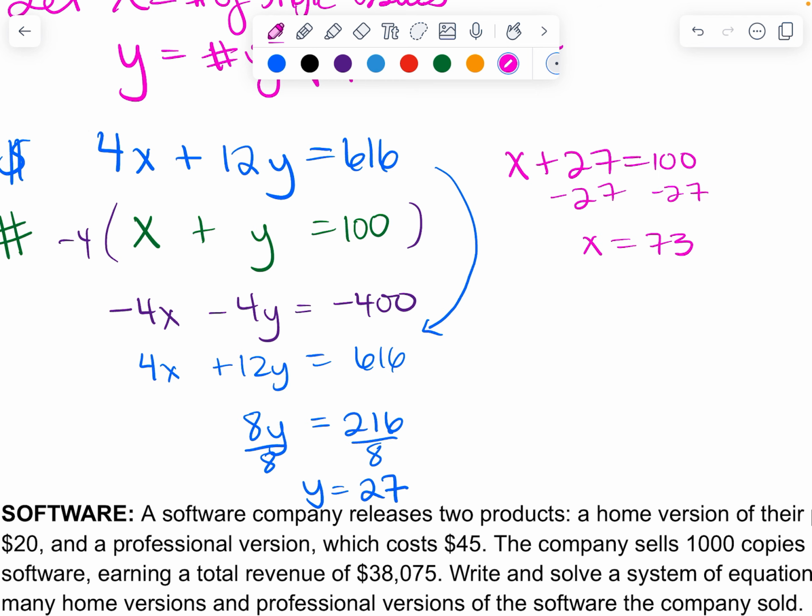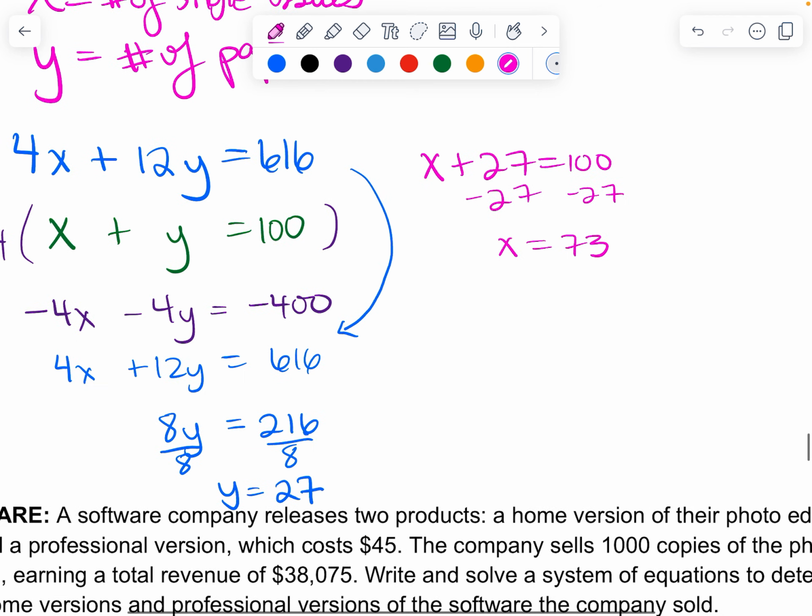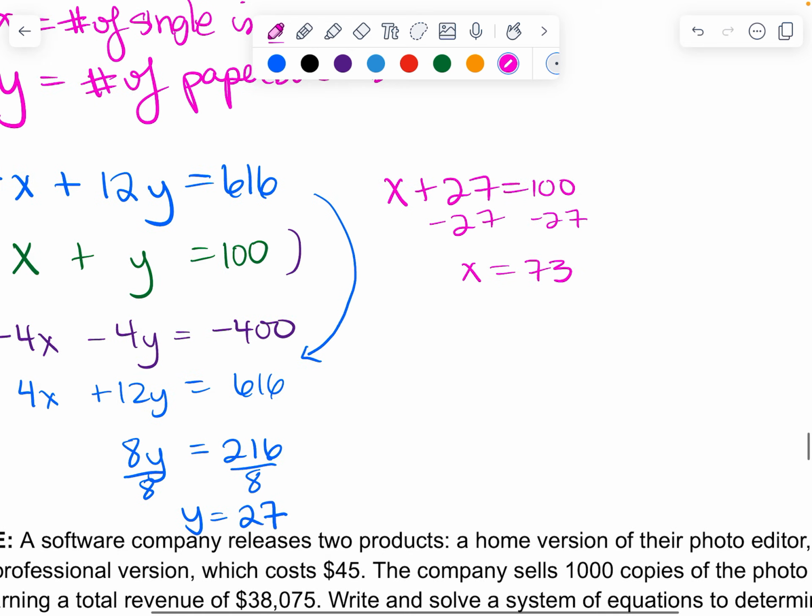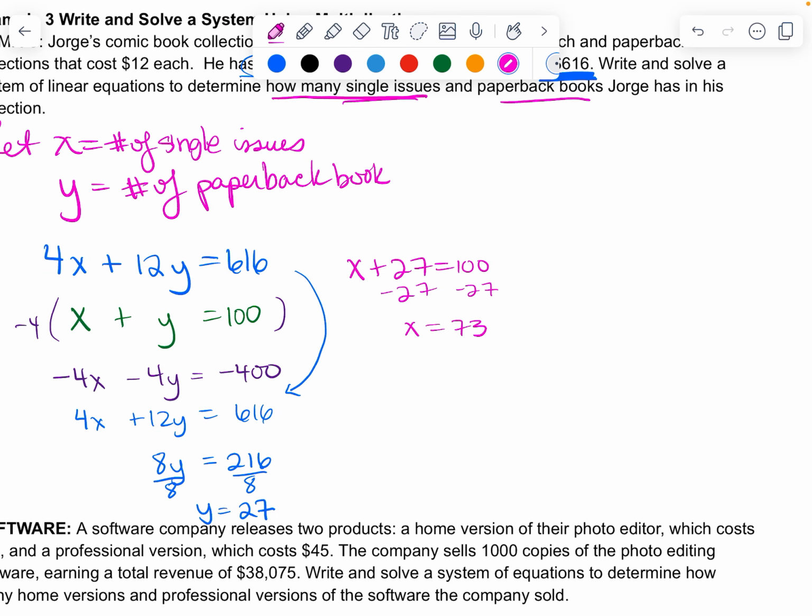And this is a word problem, so you can't just say x is 73 and y is 27. No. What do these numbers stand for? So x stood for single issues. There are 73 single issues and 27 paperback.